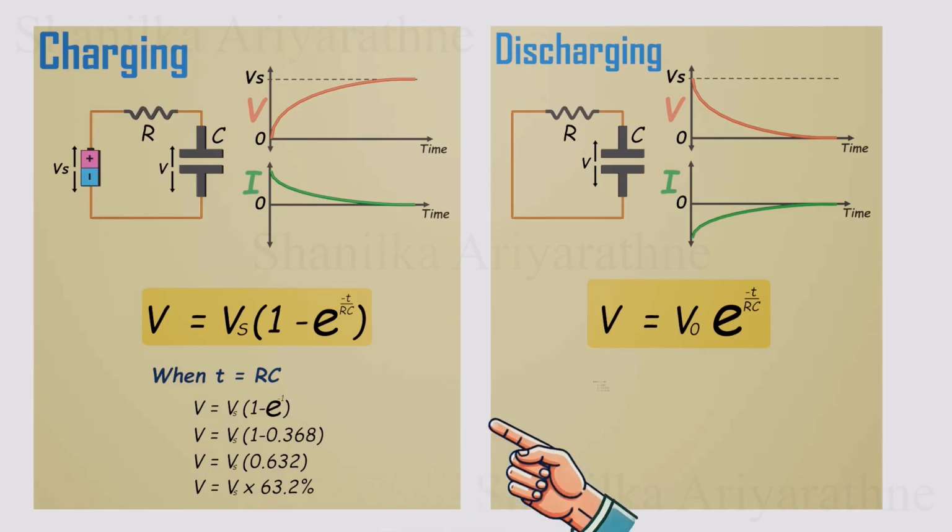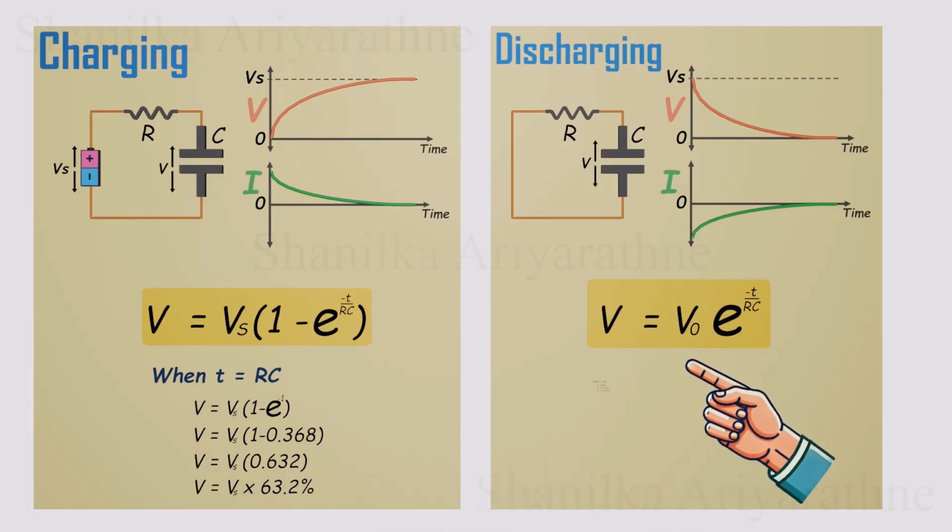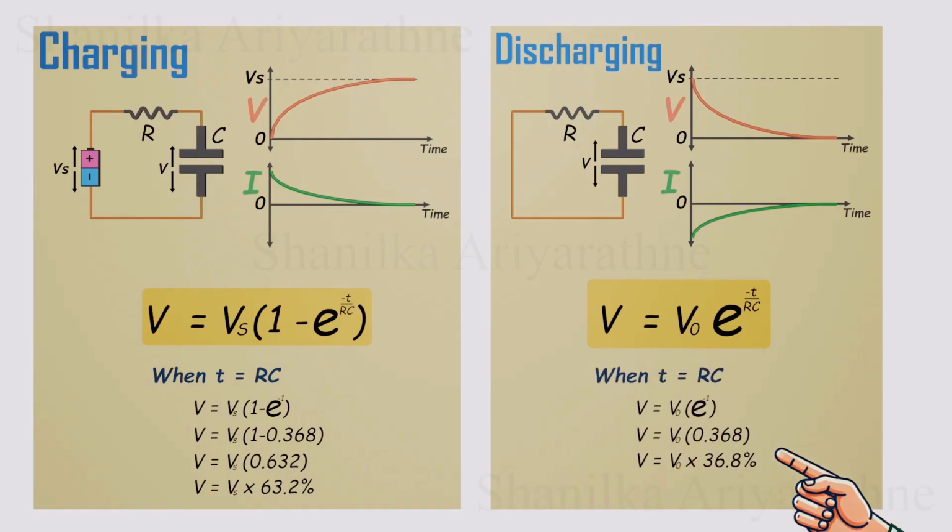Now let's think about discharging. When a capacitor is discharging, the voltage follows the given formula. Again, after one time constant, the exponential part becomes 0.368. So now the voltage is V0 times 0.368. That means the capacitor's voltage has dropped down to about 36.8% of its original value, which is a 63.2% decrease.